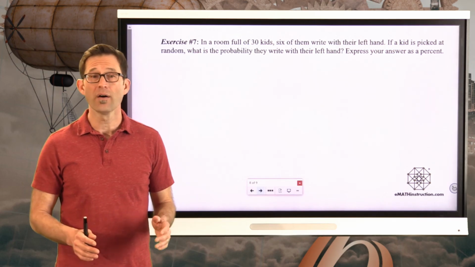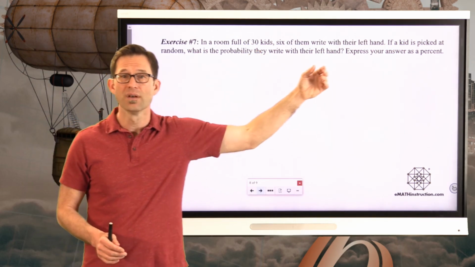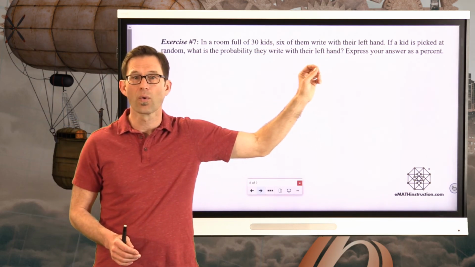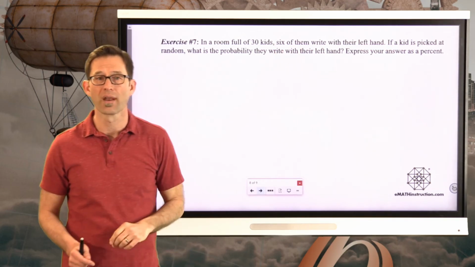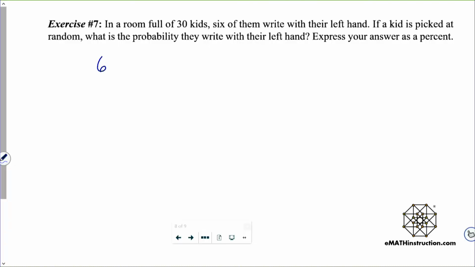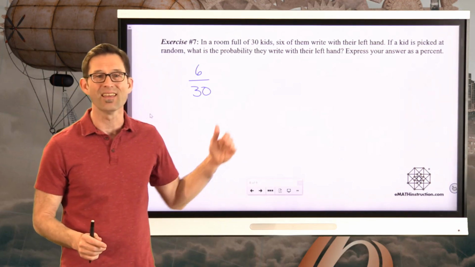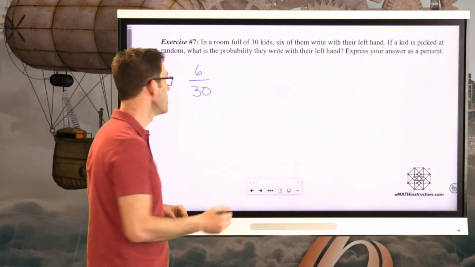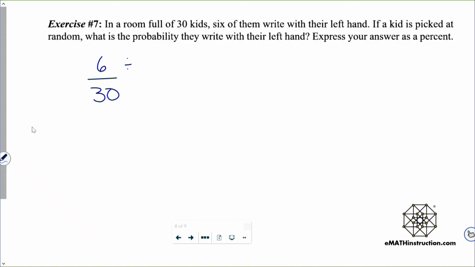All right, simple enough. 30 equally likely outcomes. 6 of them fall into the category that I care about, i.e. that they write with their left hand. So the probability would be 6/30ths. Again, 30 is one of those numbers that's not particularly nice in terms of scaling easily to 100. So maybe I'll divide both numerator and denominator by 6. That will give me a probability of 1 in 5 or 1/5.